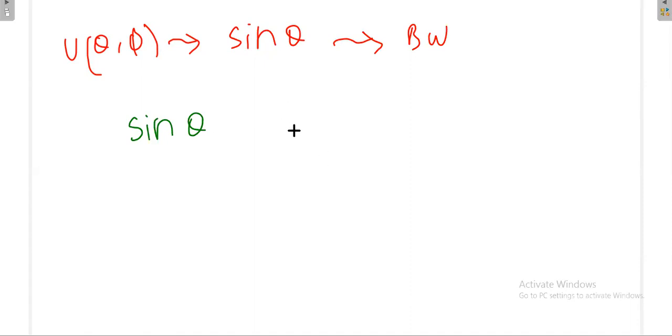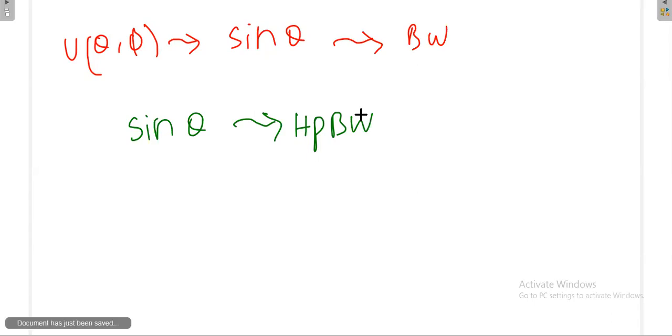Then what will be the half power beam width when U(θ, φ) is a function of sin θ? Just try to calculate. Can anyone tell? How many degrees will it come? Half power beam width? Not 120 degrees. 60 degrees, sir. 60 degree or 90 degree?